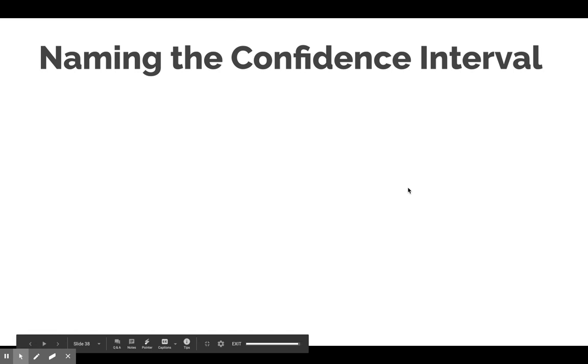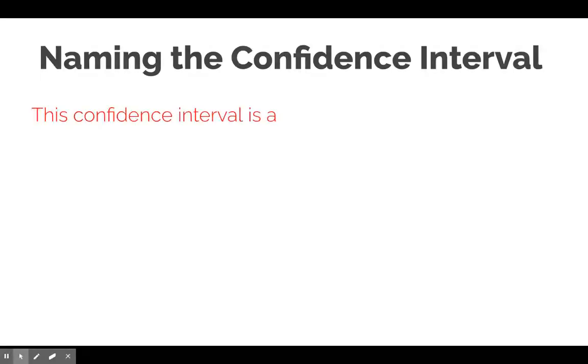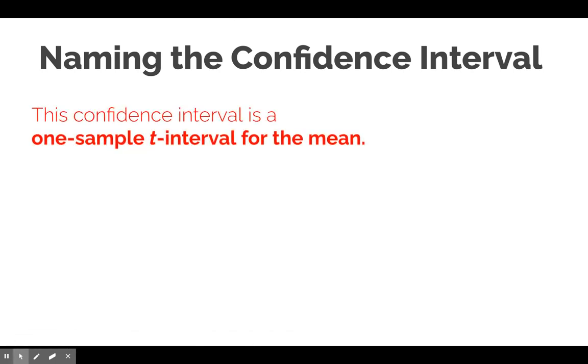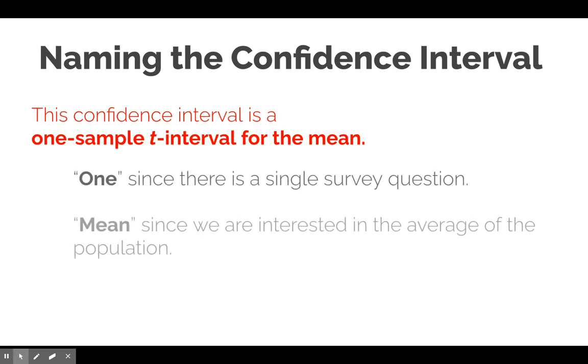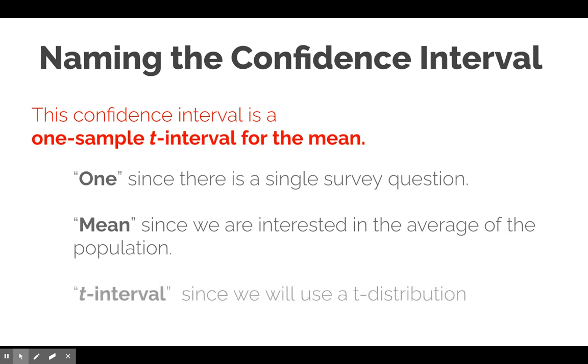Okay. So for the confidence interval, that definition has not changed. The name for it now, it's going to be a one sample t interval when you're doing means. So you're going to have to use t critical value. So it's a one sample t interval instead of a one sample z interval. The name one comes from the fact that it's a single survey question, and then mean is because we're looking at the average for a population.